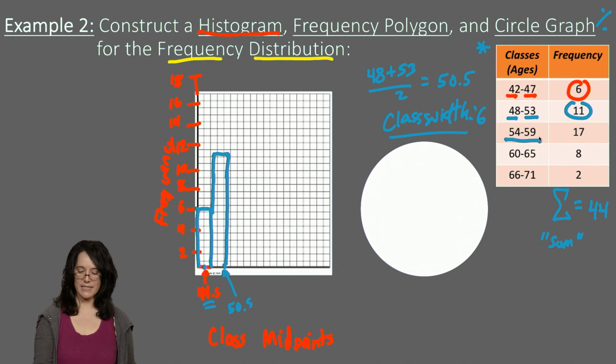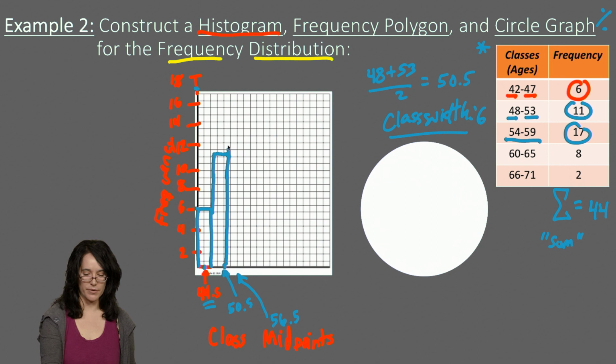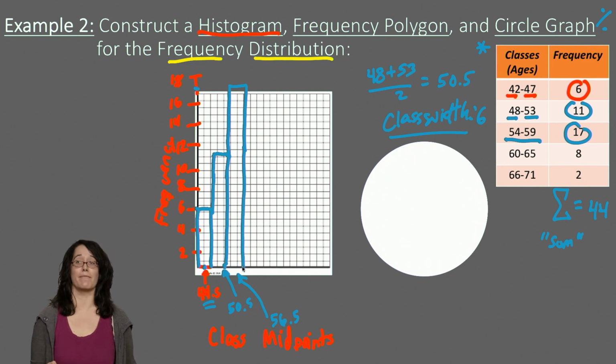I would then go to my next midpoint, which should be 6 more than 50.5. So this next midpoint is 56.5. And its height should be the highest, shouldn't it? It should be 17. So that would be way up here. If this is 16, 17 would be around here. So we're going to go way up to 17 and then come on down. Again, if I had a ruler, this would look perfect, but I don't have that, sorry.